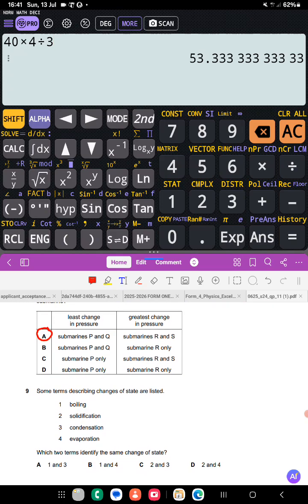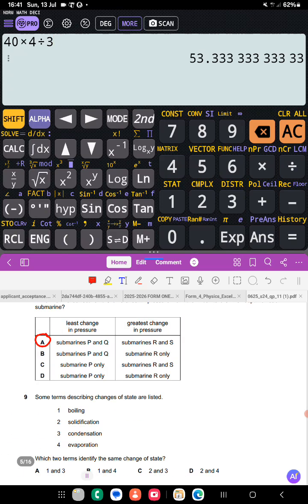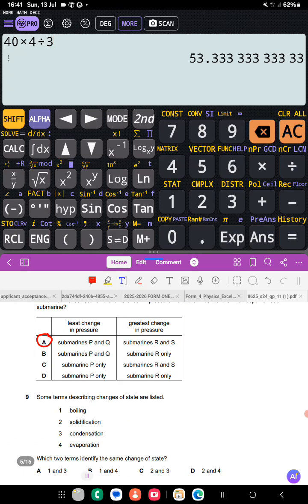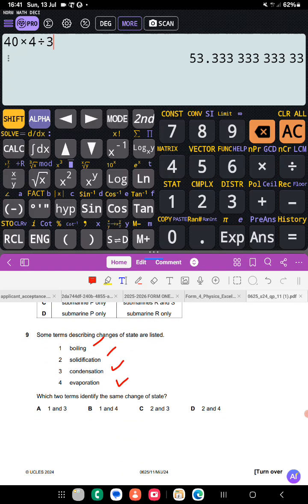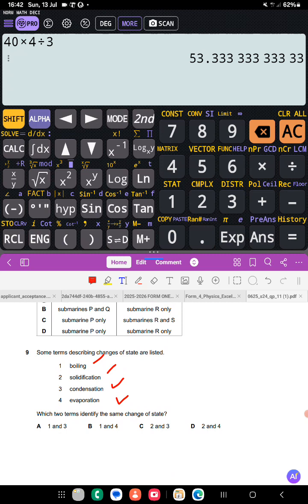Number 9. Some terms describing changes of state are listed. Remember that matter can change from one form to another. So we have boiling, solidification, condensation, and evaporation. What does the question say? Which two terms identify the same change of state?